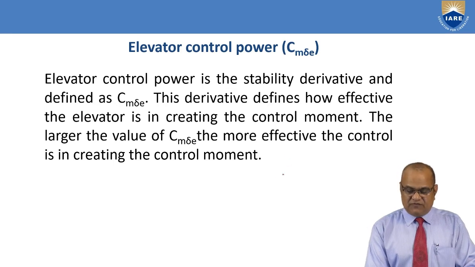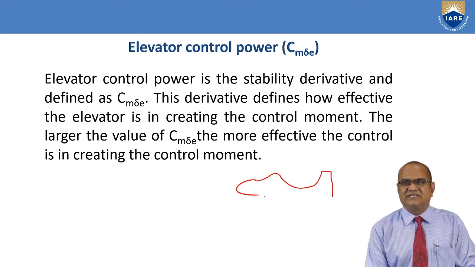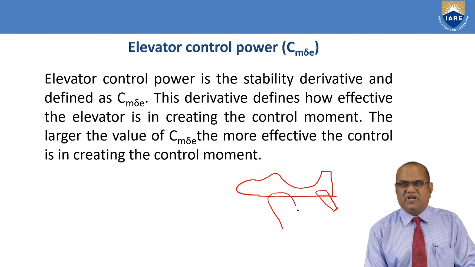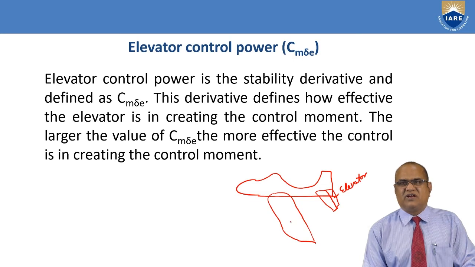So if we make it like this, you can see. This is your horizontal tail and this is the wing. Okay, so here we have to put the elevator. This is the elevator here. These are the elevators. And here is the wing. So some moment is generated here, Cm.